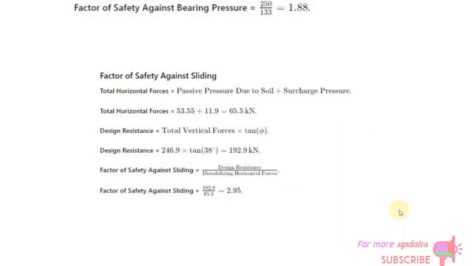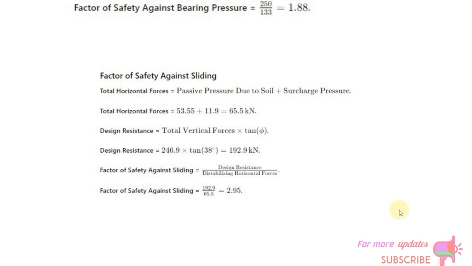Total horizontal forces is the sum of passive pressure due to soil and surcharge pressure, which equals 55 plus 11.9, which gives 65 kilonewton. Sliding resistance is given by the product of total vertical forces and tan of phi, which is 38 degrees, which gives 192.9 kilonewton. Factor of safety against sliding equals design resistance divided by destabilizing horizontal forces, which is 192.9 divided by 65.5, which equals 2.95.